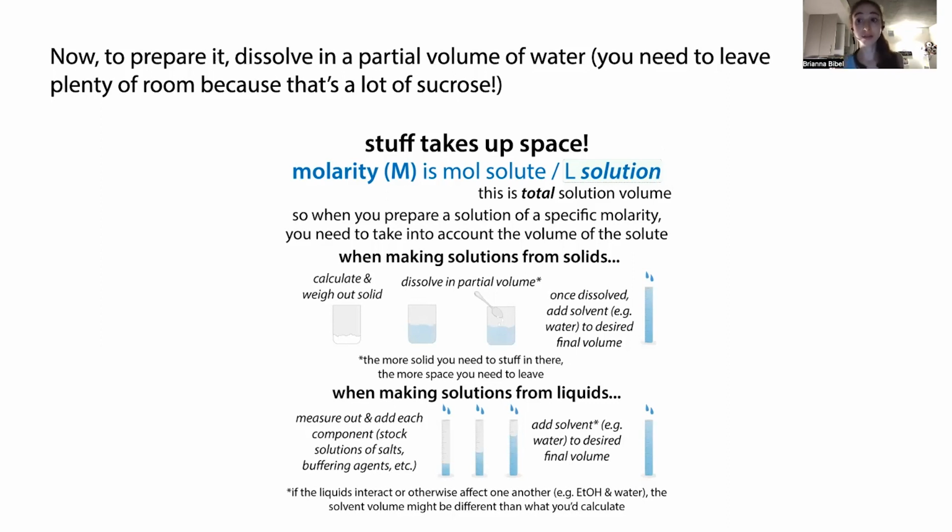So if you're trying to stuff that much sucrose into water, 100 mils of water or 100 mil total volume, it will dissolve, but it's going to take up a lot of space. And therefore, you need to start with a small amount of water so that you don't overshoot and have too much volume. So you dissolve it in a smaller amount. Once it's dissolved, then you can add water to transfer to a graduated cylinder, add water to the fill line.